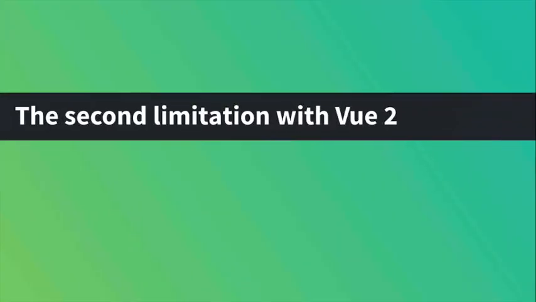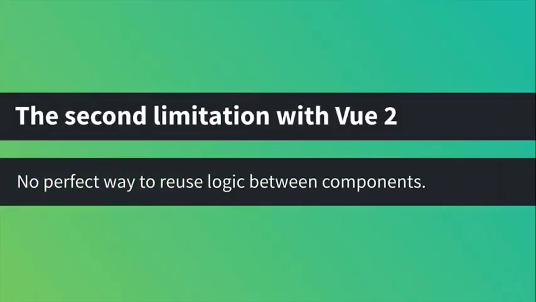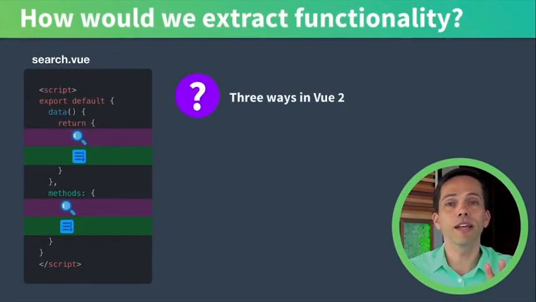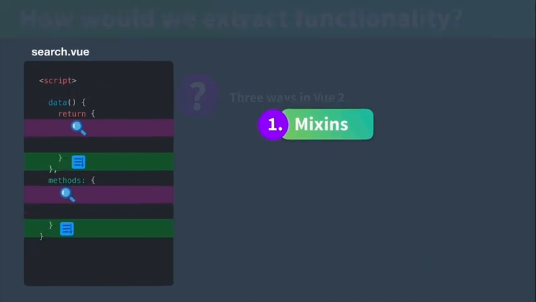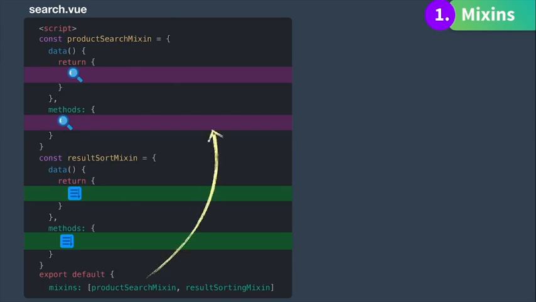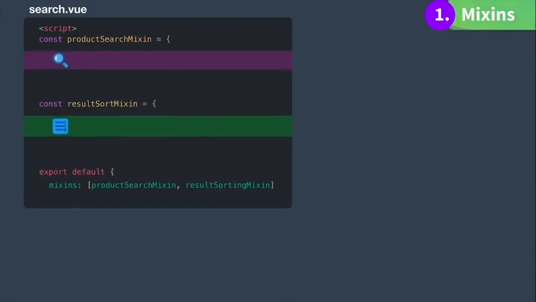The second limitation of Vue 2 is that there's no perfect way to reuse code across components. And let me show you exactly what I mean. Back in our search component, there are 3 ways we could extract this code for reuse using Vue 2. The first is mixins. With mixins, first we would separate our code, then we'd create a product search mixin, create a result sort mixin, and then include the mixins in our component. I'll shrink this down for simplicity.